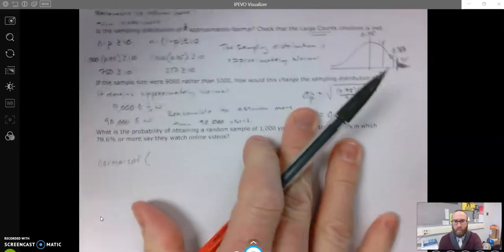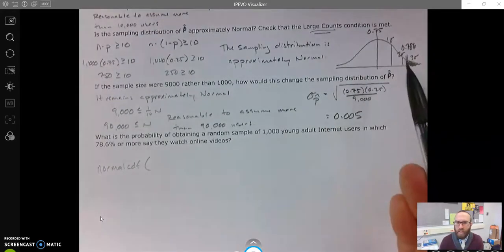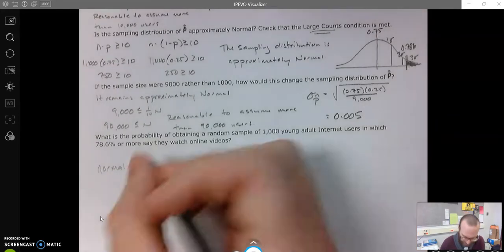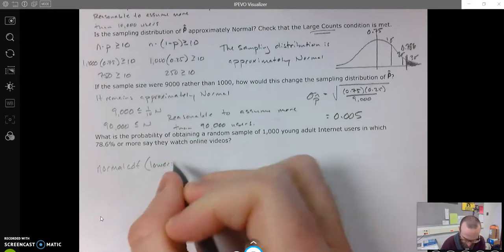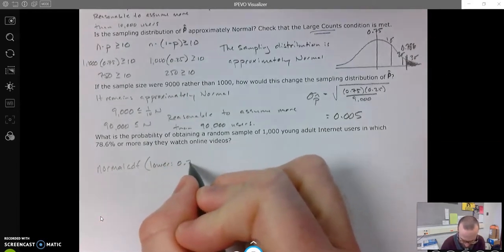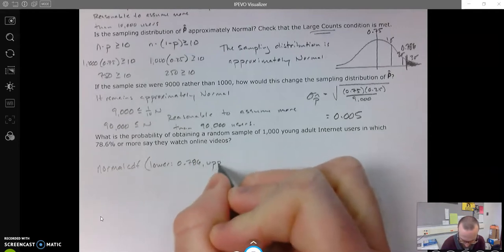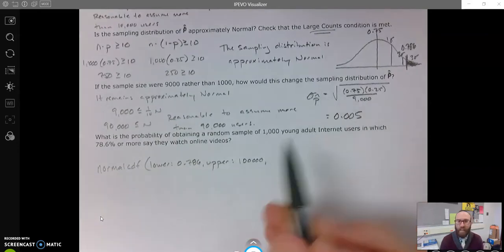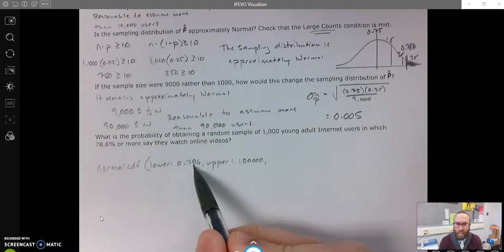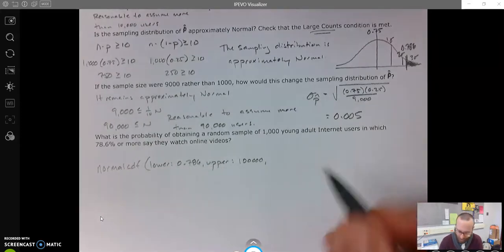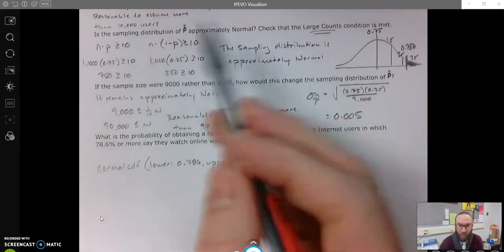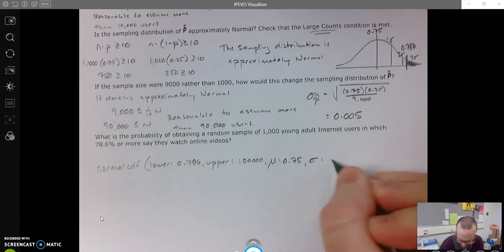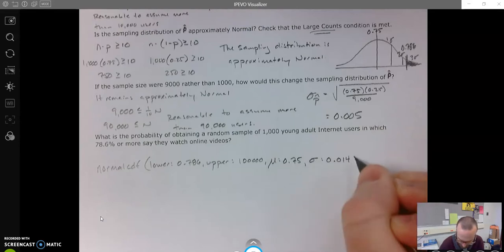Sorry, I'm off camera a little bit there. This picture, I want my lower limit to be the 0.786, and I want to keep going above that. So if you are responding to the prompts, your lower limit is 0.786. Your upper limit is just a really big number. I like to use 100,000. If you are using the TI-83, you're just going to type these values in separated by commas. You're not going to type in the words. U is now the mu I calculated up above, which again is just our population proportion. And standard deviation is the 0.014.